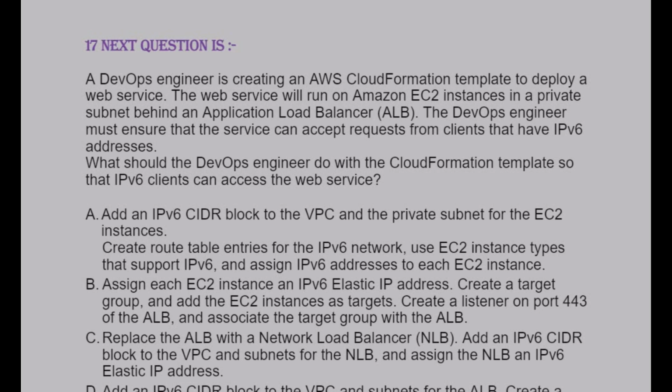Question is, a DevOps engineer is creating an AWS CloudFormation template to deploy a web service. The web service will run on Amazon EC2 instances in a private subnet behind an Application Load Balancer (ALB). The DevOps engineer must ensure that the service can accept requests from clients that have IPv6 addresses. What should the DevOps engineer do with the CloudFormation template so that IPv6 clients can access the web service?